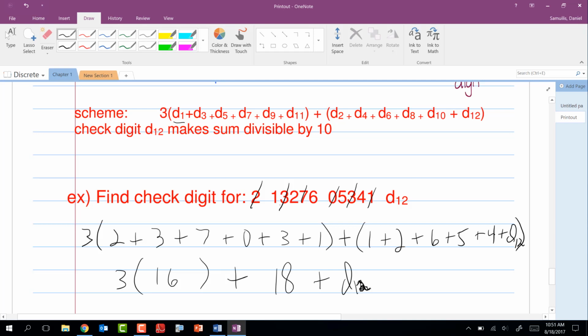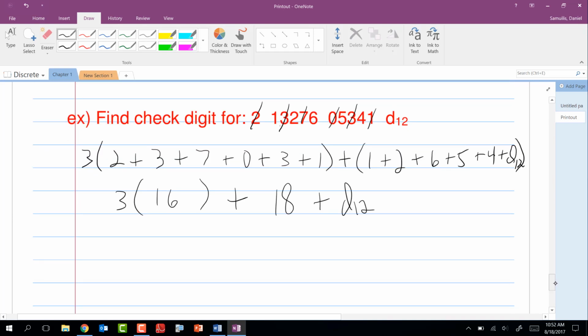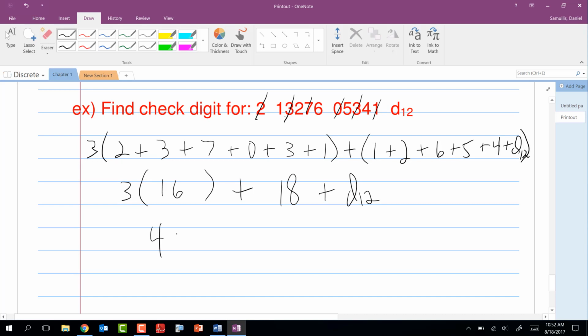That's D12. I guess I could just erase that as people are catching up. Next thing, order of operations says to multiply: 3 times 16, 48. Man, I cannot write D12 to save my life. Struggling. All right, and then what's 18 plus 40, 48, 58, 66? I got to do everything in here.